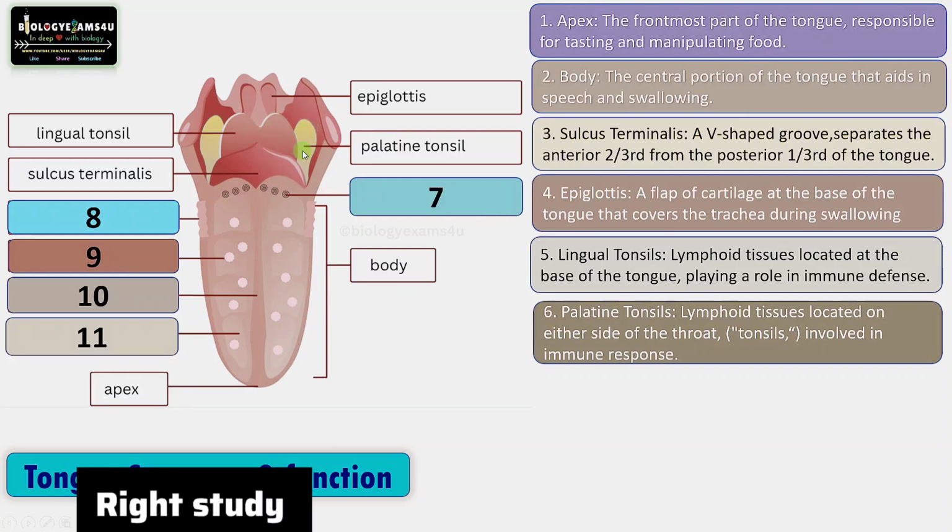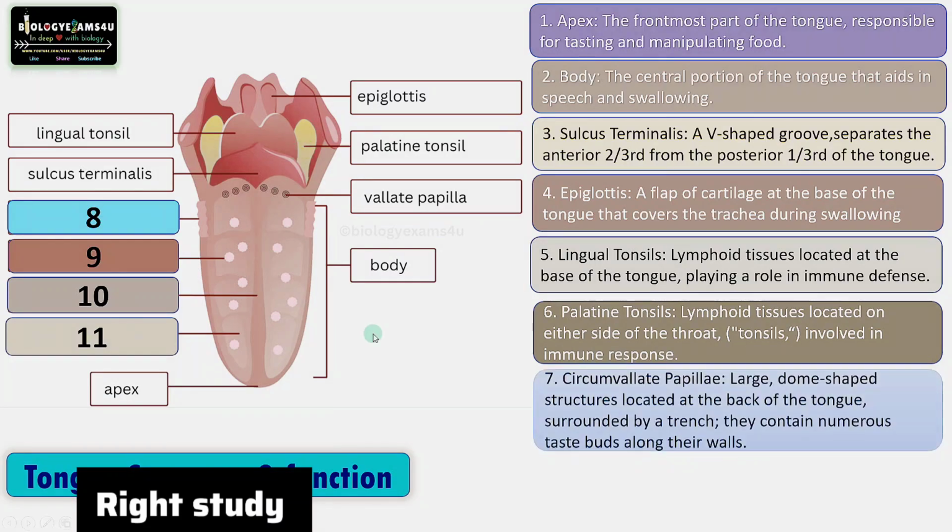The next structure is vallate papilla. It is also called circumvallate papillae. It is a large dome-shaped structure located at the back of the tongue that is surrounded by a trench. It contains numerous taste buds along their walls.